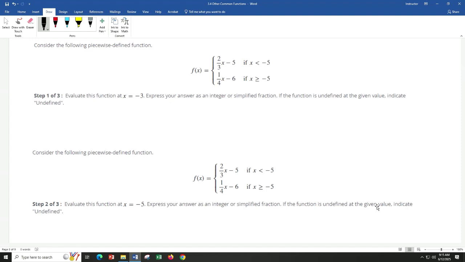Okay. So let's do the first here. Evaluate x at -3. So which one am I going to be using? The top one or the bottom one? The bottom. Because look, it says when x is greater than or equal to -5. -3 is greater than -5.